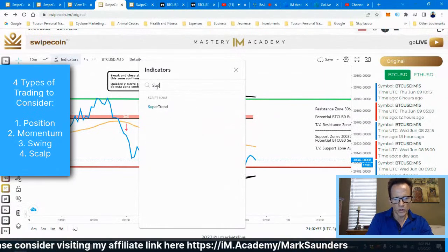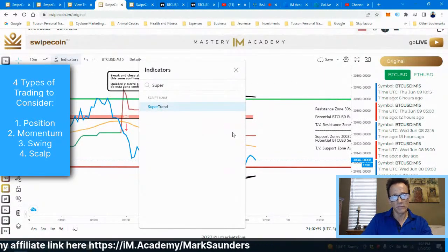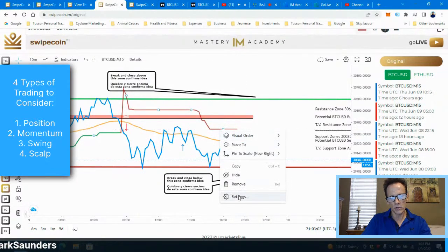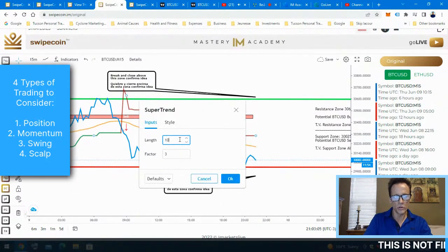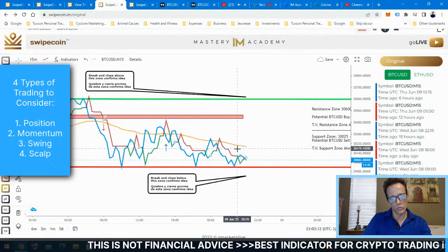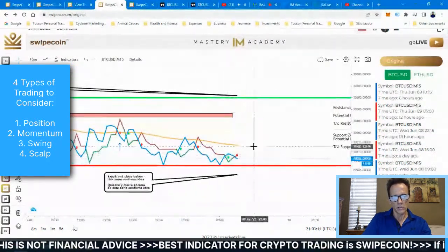We're going to put in SuperTrend. This is what's super about this indicator: SuperTrend tells you when the market's buying, and it tells you when the market's selling. And it is for real. Okay. So you see, you got it right now.